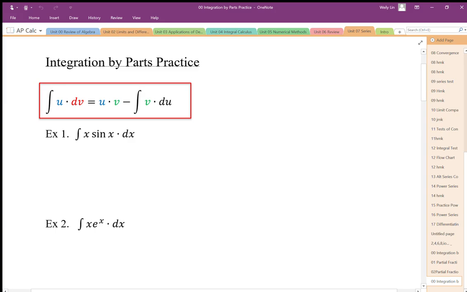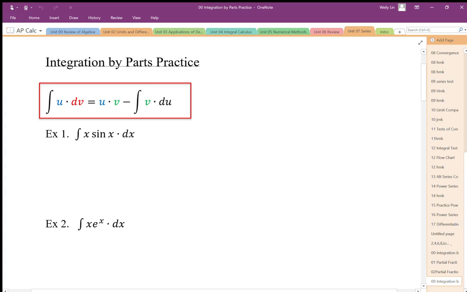The whole purpose of this is to generate an equivalent expression that has a different integral than what you started with. And hopefully that new integral is one that is easier to work on or anti-differentiate than what you started with. That's the whole point of it. And again, this formula really is just a rearrangement formula allowing us to generate a different integral that hopefully we can integrate.